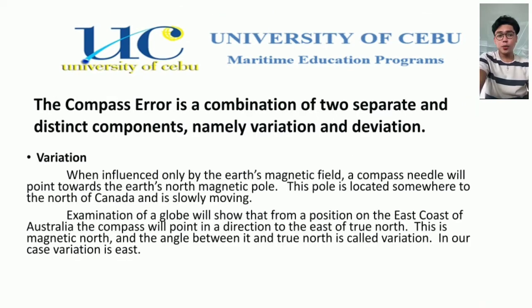The compass error is the combination of two separate and distinct components, namely the variation and deviation. First is the variation.